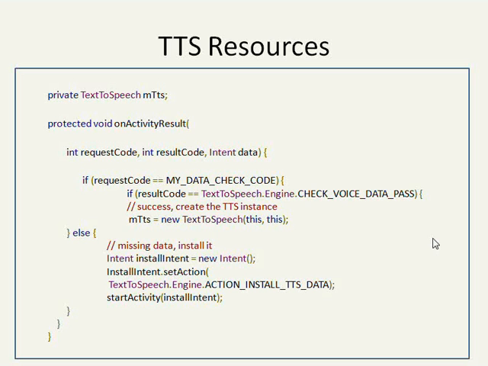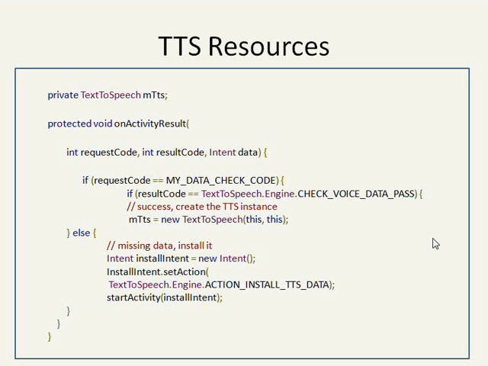Alright, so after this, if everything goes right, then we are going to create the instance of the text to speech engine, and after instantiating the object of type text to speech, we are going to pass a string as a parameter to this mTTS object that will convert any text to speech. Right. So here, if the request code is equal to my data check code, and if the result code equals TextToSpeech.Engine.CHECK_VOICE_DATA_PASS, that means it will check that voice data has passed or not.